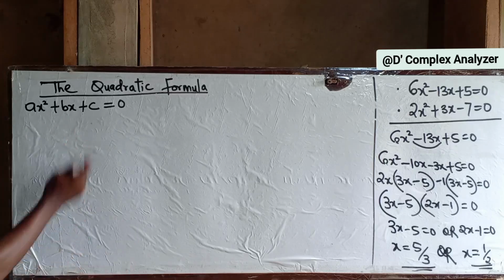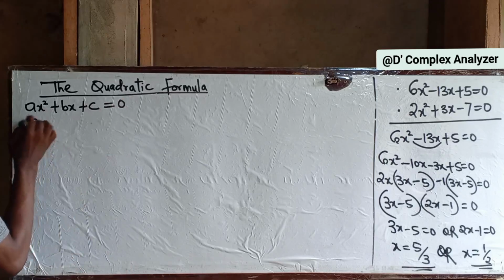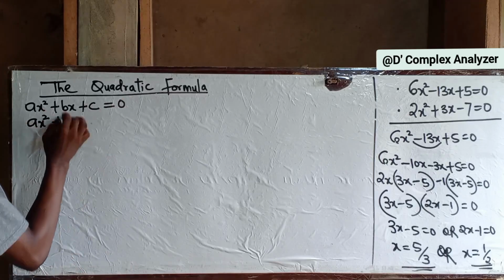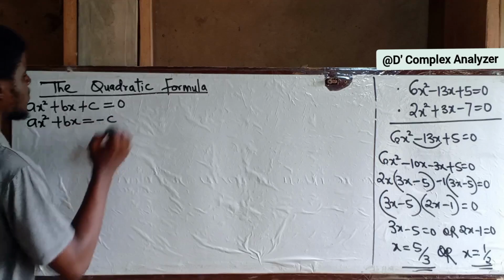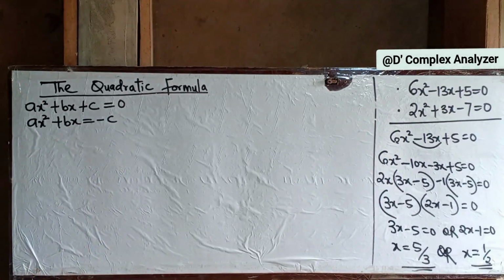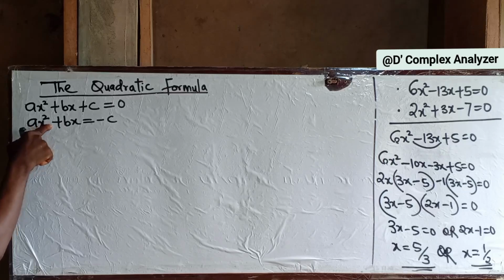The first step, move this c to the other side. This is ax squared plus bx equal to negative c. The next step is to remove this a from the x squared. So whatever is attached to the x squared, you remove it.